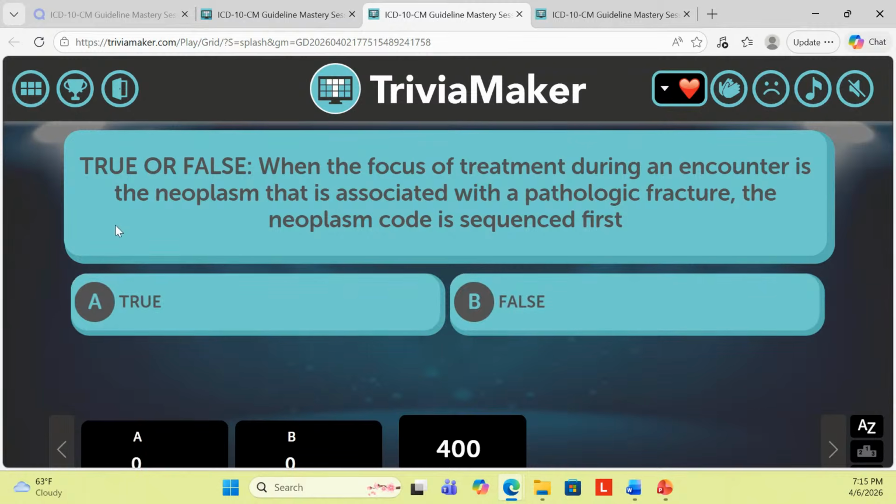All right, more sequencing. Again, this is going to be a lot of sequencing for these guidelines because that's pretty much all it is. So, true or false? When the focus of treatment during an encounter is the neoplasm that is associated with a pathological fracture, the neoplasm code is sequenced first. So, when someone comes in for treatment, the encounter is neoplasm associated with pathological fracture. The neoplasm is sequenced first. Do we think that is correct or incorrect?